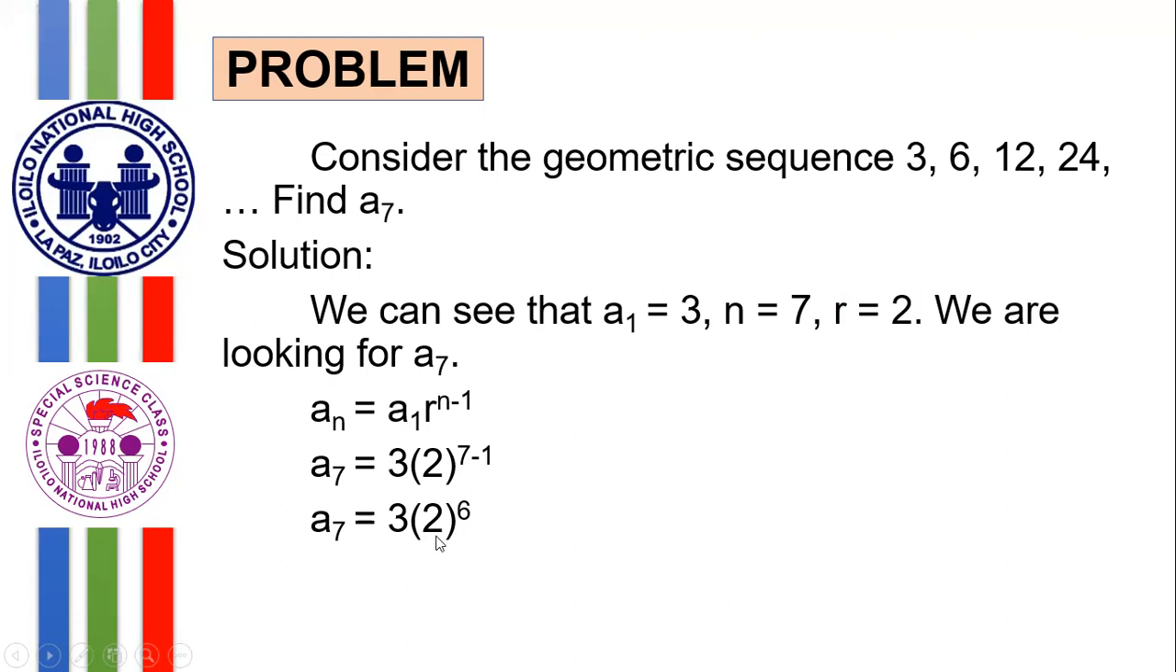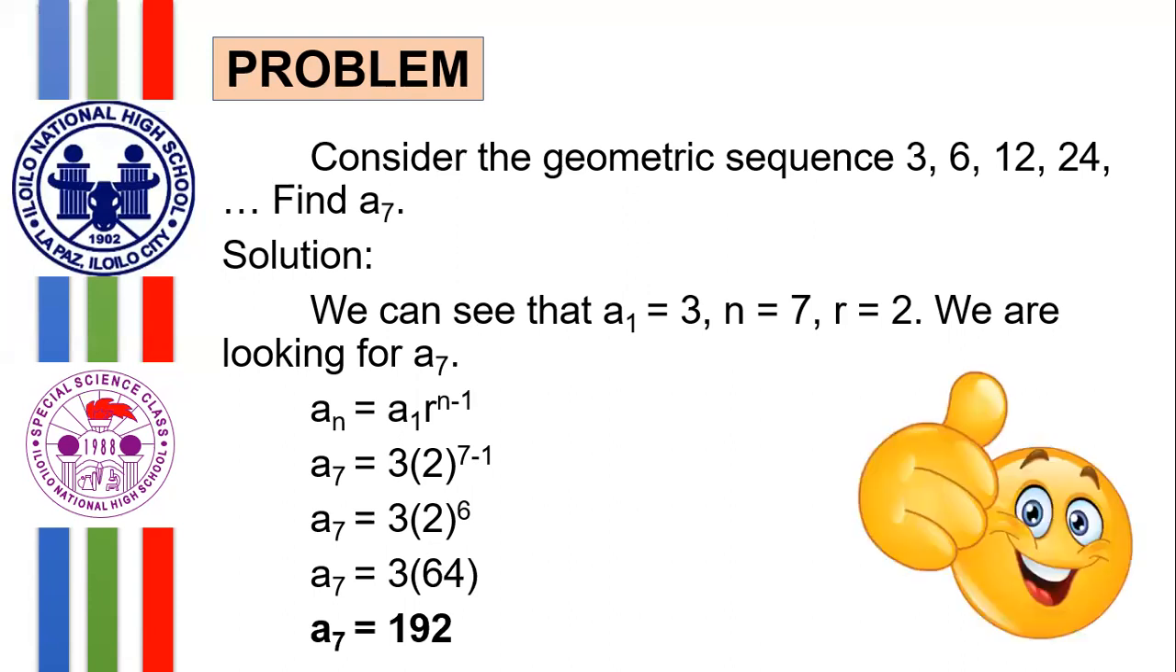So therefore, if we have 2 raised to 6, that means you will take 2 as a factor 6 times. That's 2 times 2 times 2 times 2 times 2 times 2. And that gives us 64. So the 7th term is 3 times 64 or 192. So you could see whether we use the recursive formula or the explicit formula of a geometric sequence, still you arrive at the same correct answer. And if you got 192 as well, great job. I hope you got it.